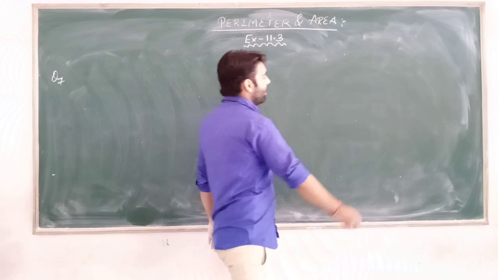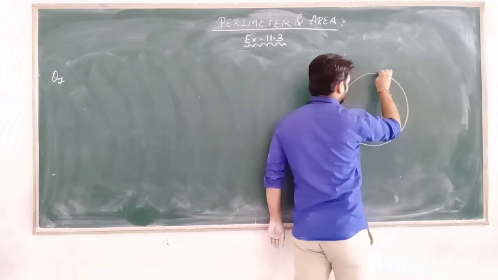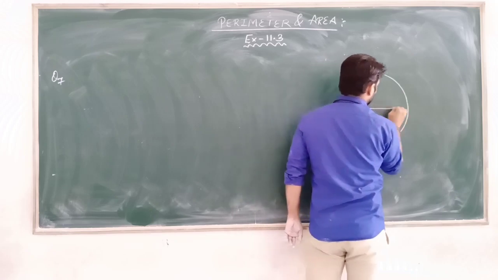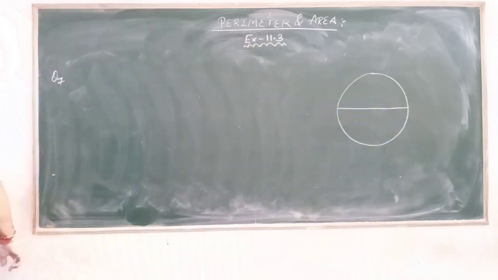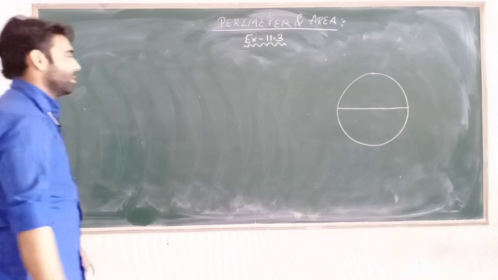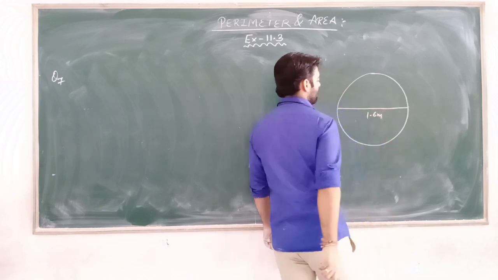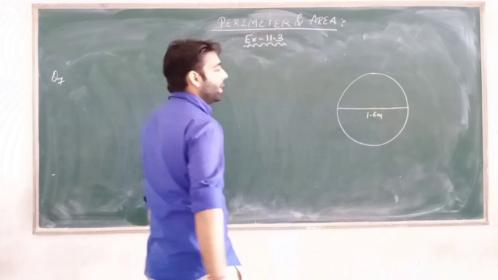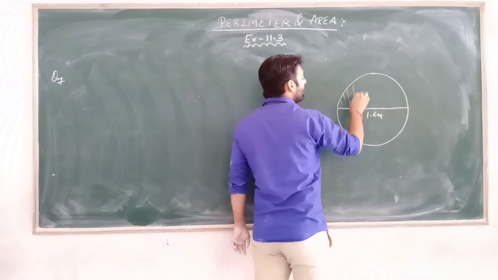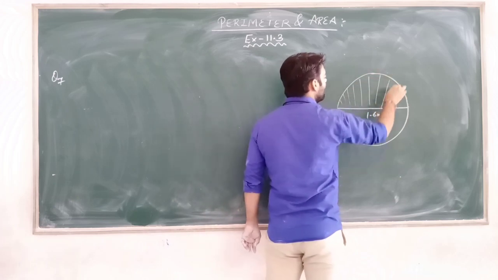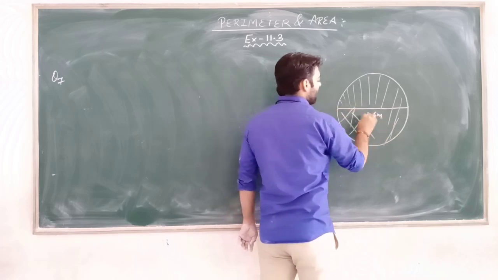Suppose a circular table. The value of diameter is equal to 1.6 meter. We have to calculate the area because polishing will not be only on the boundary, it will cover the whole area of the circle. Therefore, we have to calculate the area.